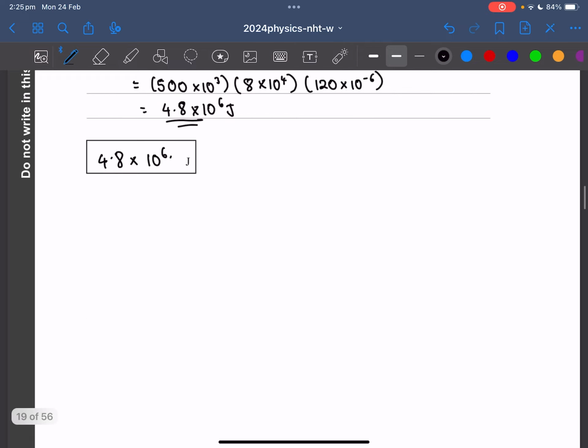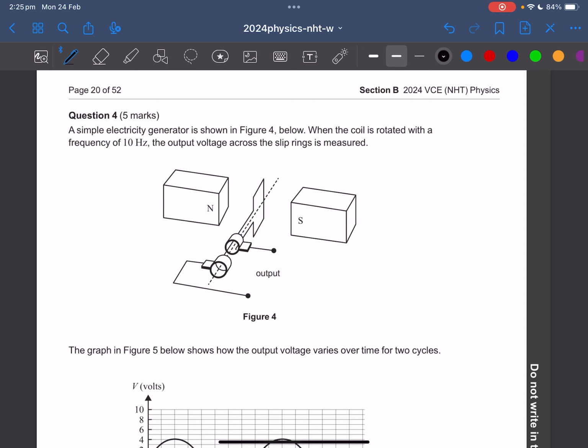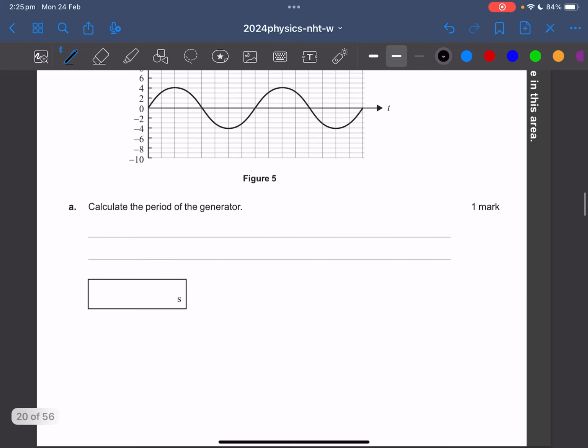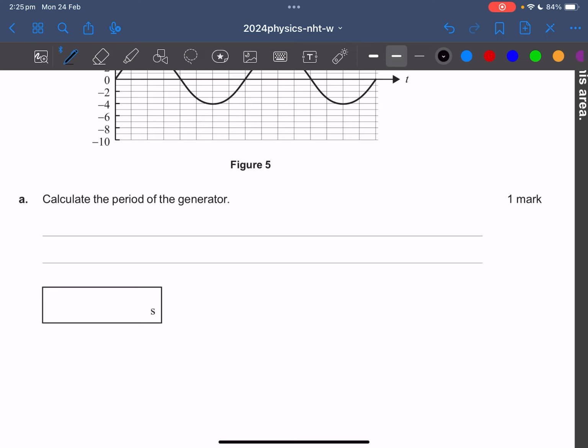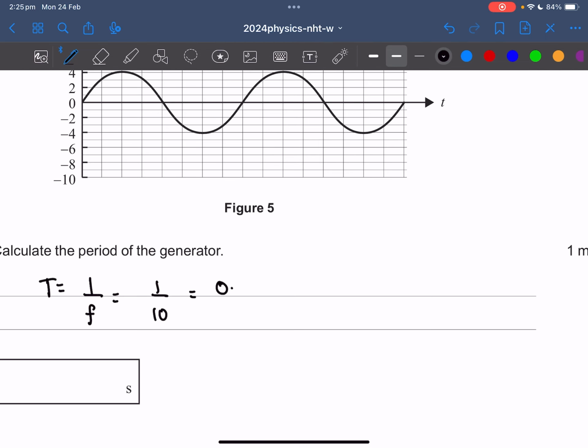Okay, all right, so question number 4. A simple electricity generator is shown in figure 4 below. When the coil is rotated with a frequency of 10 Hz, the output voltage across the slip rings is measured. The graph in figure 5 shows how the output voltage varies over time for 2 cycles. Calculate the period of the generator. Well, we know that period equals 1 on frequency, so that is just 1 on 10, which equals 0.1 seconds.